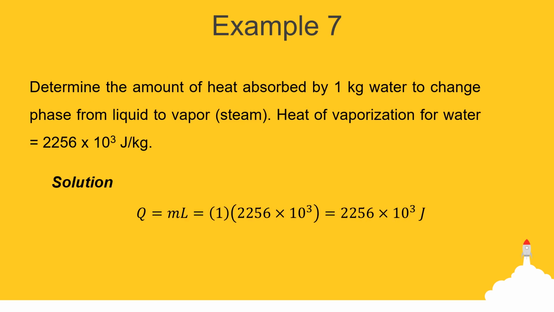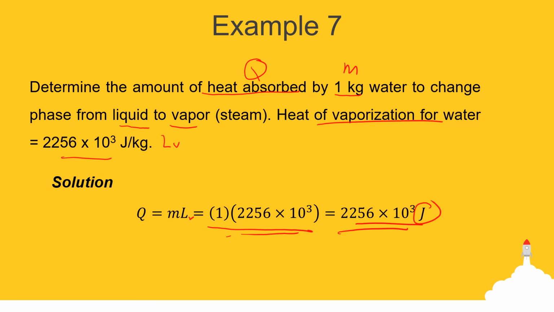Okay, next example, determine the amount of heat absorbed. Okay, sama juga. Dia nak Q by 1 kg. So dia dah bagi mass to change phase from the liquid to the vapor. Jadi this value ni adalah apa? LV. Okay. Sini LV. So masukkan je lah nilai. So dapat jawapan dia. Okay, ni adalah Q, unit mestilah dalam joule.